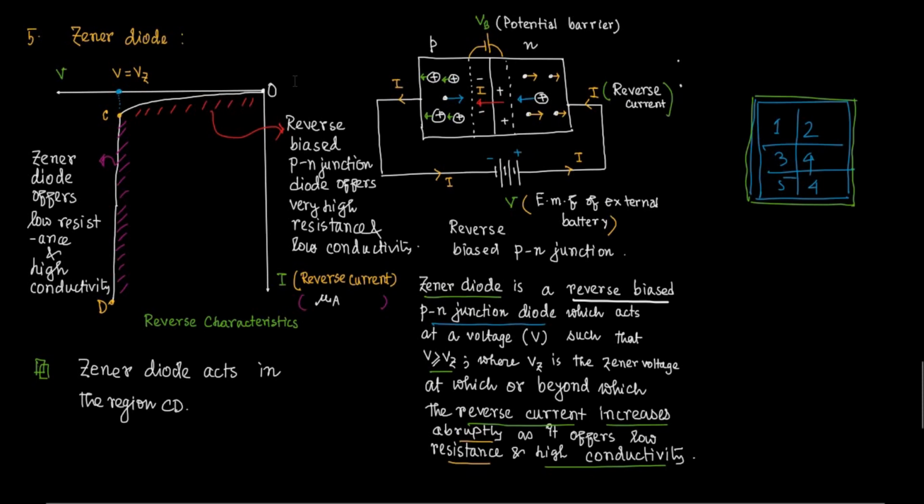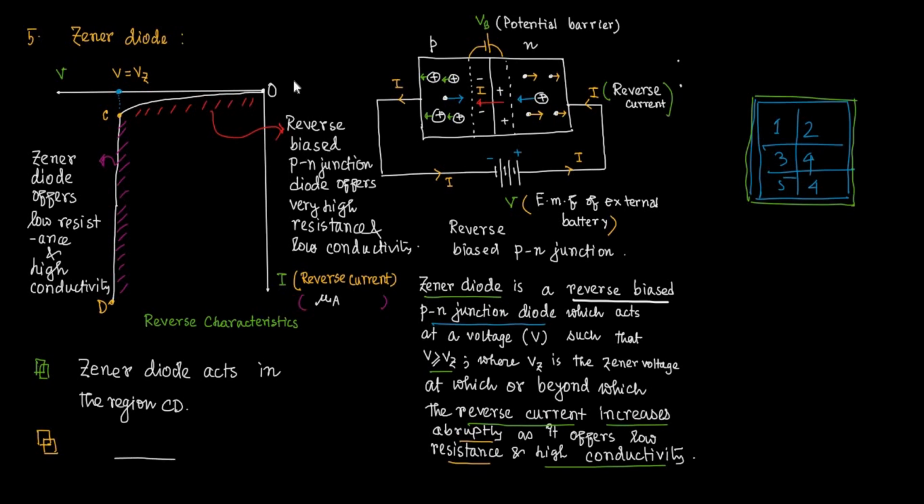And what is the difference between reverse bias PN junction diode and Zener diode? Obviously both are reverse bias PN junction diodes, but Zener diode offers low resistance and high conductivity. And what is the symbol of Zener diode?